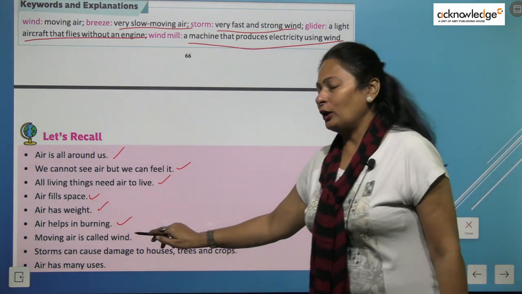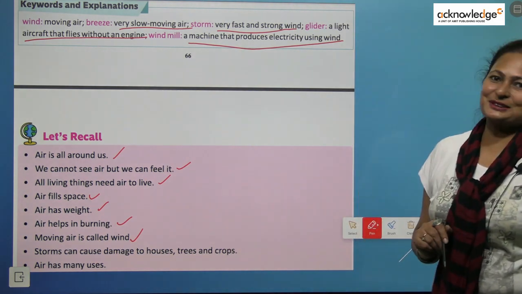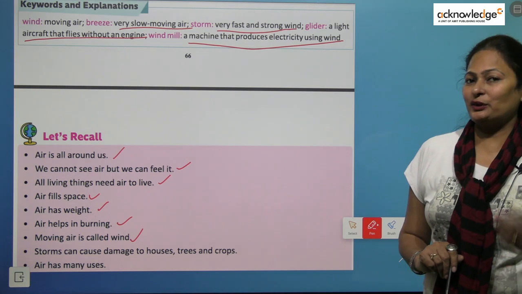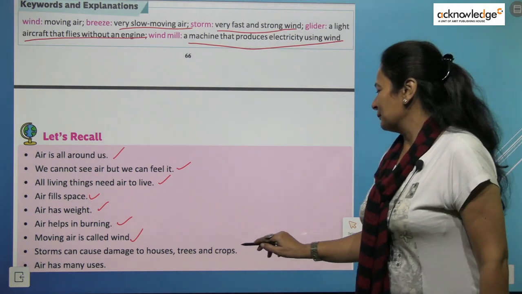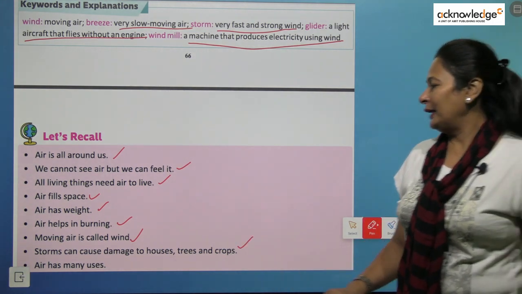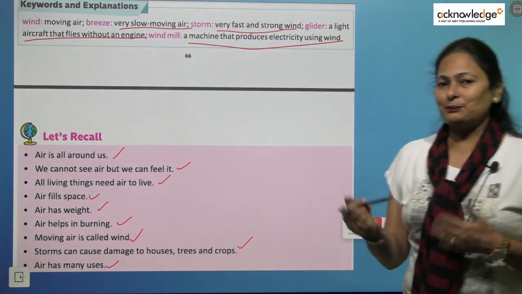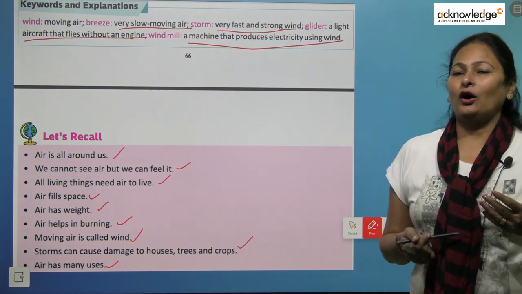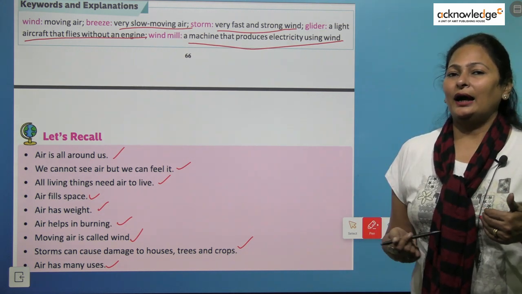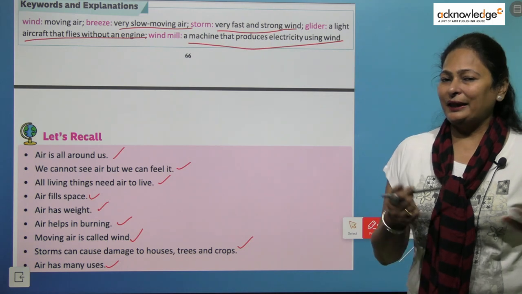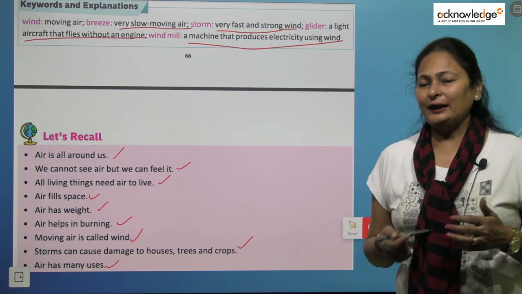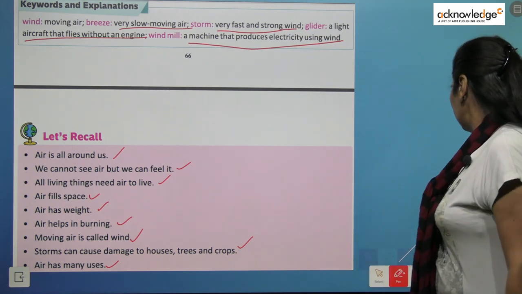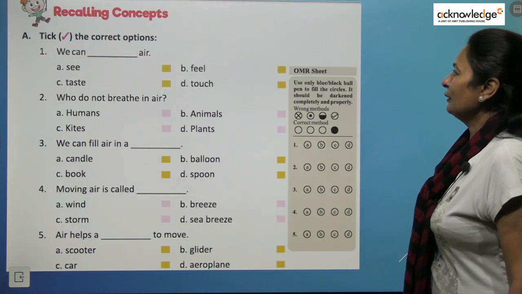Now, moving air is called what? Very good answers. It is called wind. Storms can cause damage to houses, trees and crops. Air has many uses. We have discussed many uses. Air makes the kites fly, it helps in burning, and it makes the sailboat move, right? It makes the gliders move, and it makes the windmills move.